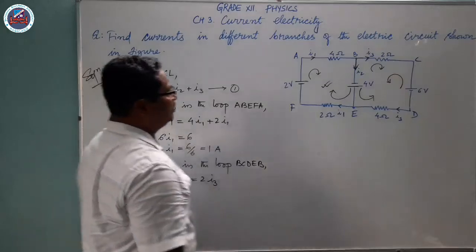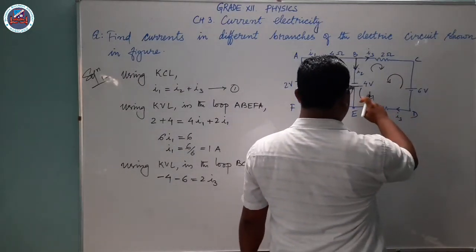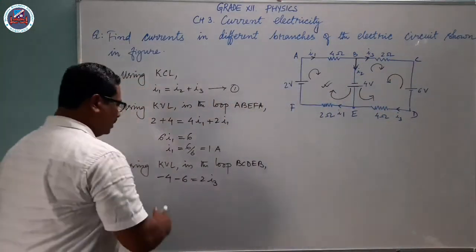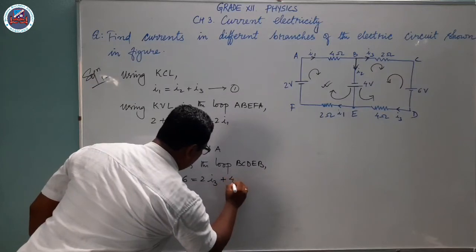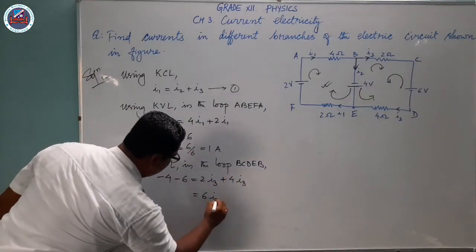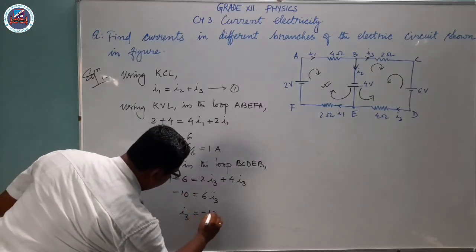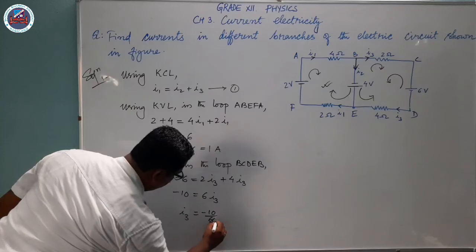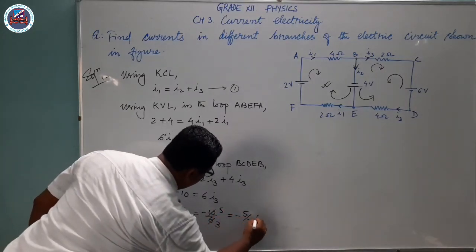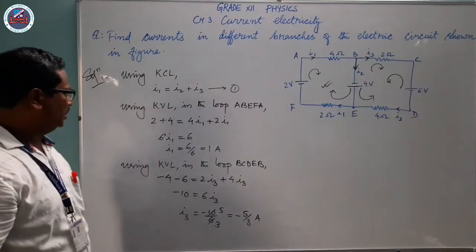2I3. Then here current and resistance going like this. This is the loop, so it will go this way, clockwise. This is also positive 4I3. So plus 4I3 it will become 6I3 and this is minus 10. So I3 is equal to minus 10 by 6, which is minus 5 by 3 ampere. Like this you can find out the second current, that is I3.